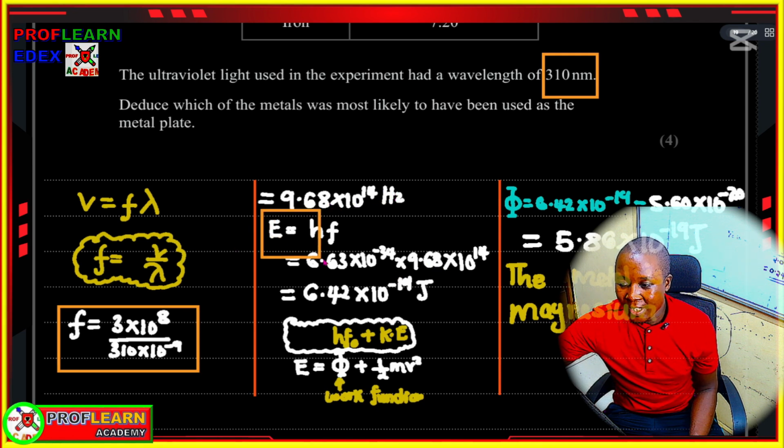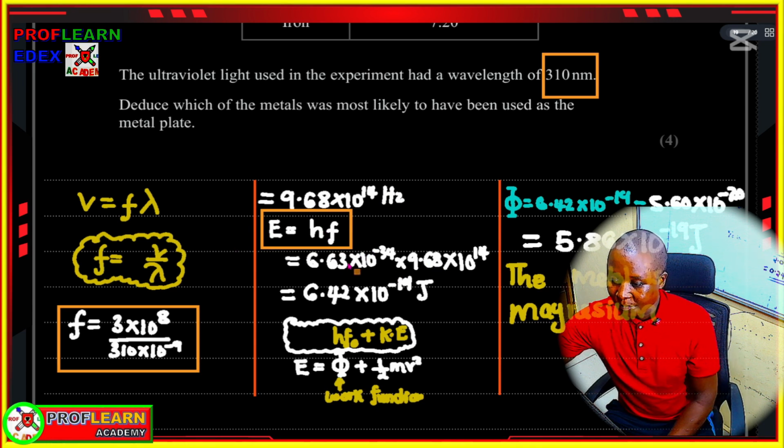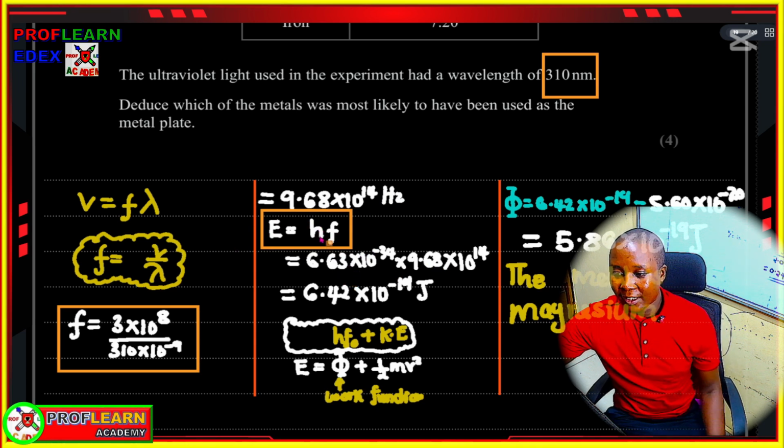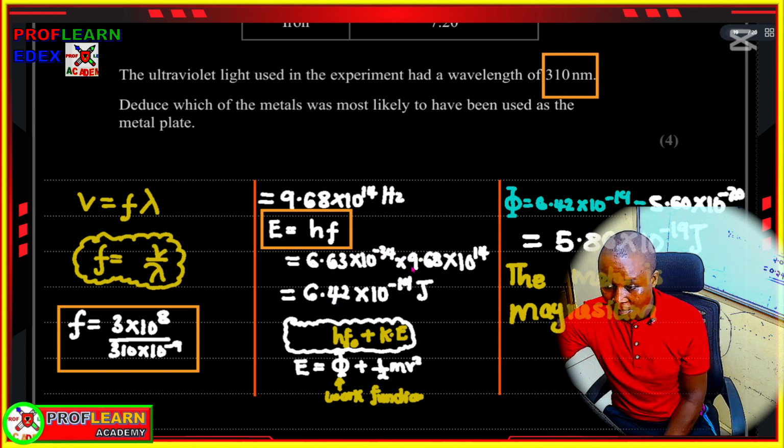But we know the energy of a photon is Planck's constant times the frequency. So if we multiply Planck's constant, which is 6.63 times 10 to the power negative 34, by the frequency, we shall get our energy as 6.42 times 10 to the power negative 19 joules.